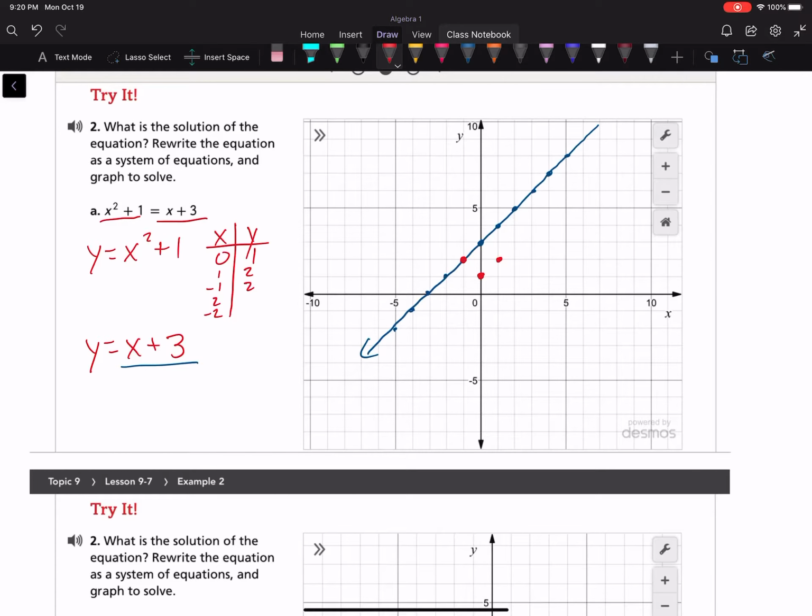Okay? And again, it's much quicker to do it on your calculator, but you don't always have your calculator. So if you have your calculator, you are more than welcome to use it, but just know how to do it by hand as well.